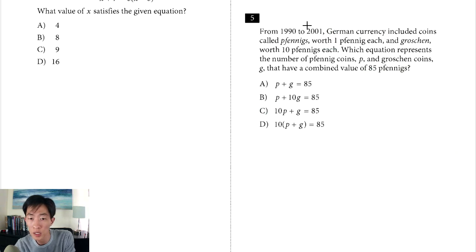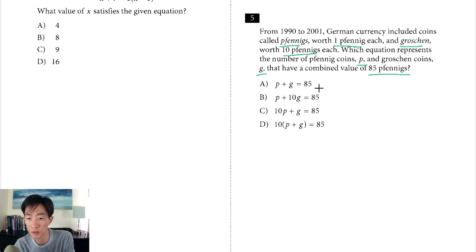Question 5. From 1990 to 2001, German currency included coins called Pfennigs, worth 1 Pfennig each, and Groschen, worth 10 Pfennigs each. Which equation represents the number of Pfennig coins P and Groschen coins G that have a combined value of 85 Pfennigs?